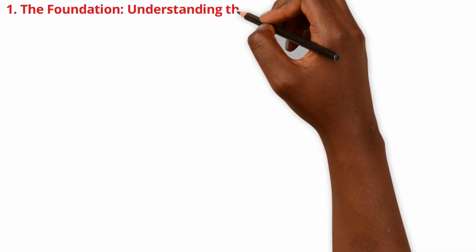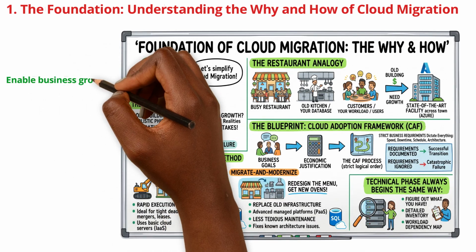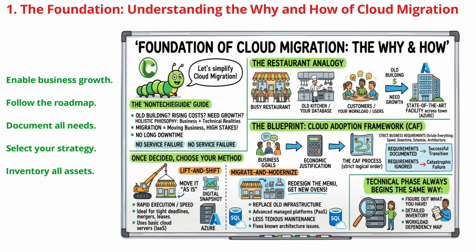Let's simplify cloud migration. Think of your digital workload like this busy restaurant. But costs are rising, and you need to grow. The cloud is your new, state-of-the-art facility. To get there, use a blueprint like the Cloud Adoption Framework (CAF) to align your business goals with a logical plan. Then choose your method, lift and shift to move everything as is, quickly, or migrate and modernize to redesign for a better menu. But remember, the first step is always figuring out exactly what you have.